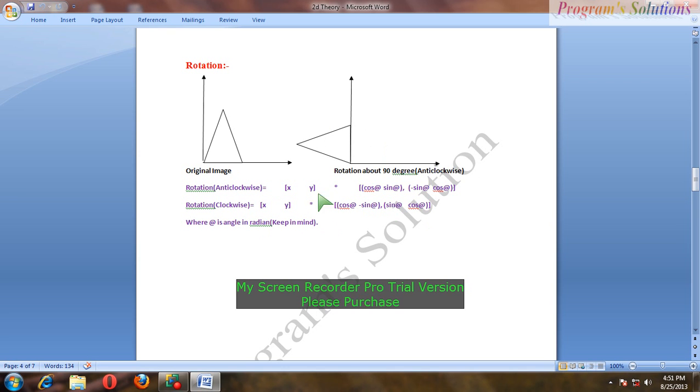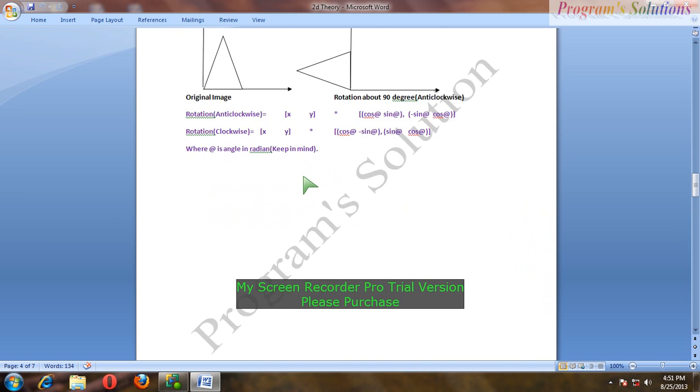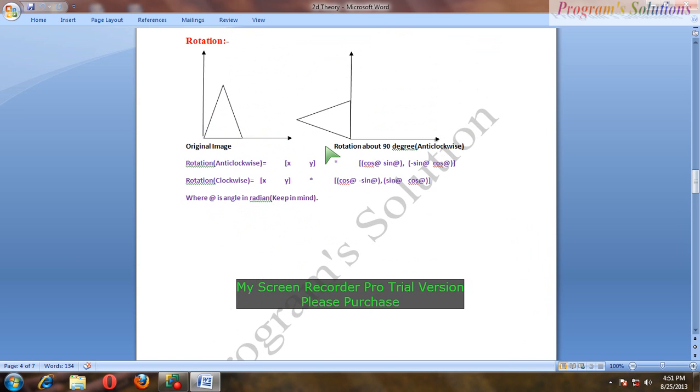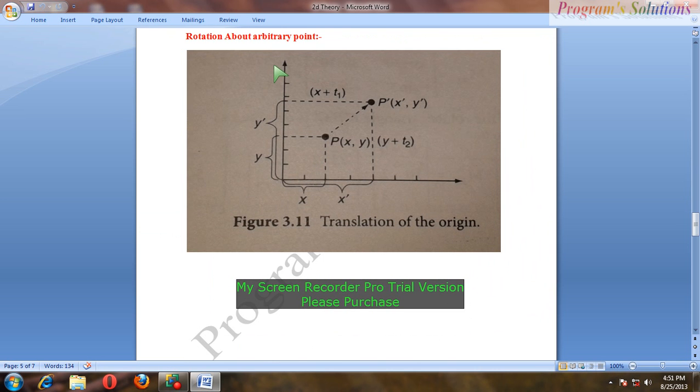The formula for that is shown here. Here x and y are the coordinates of the triangle, and this is the formula for that. Here theta represents the angle, which is in radians, which is the most important thing in the rotation operation. In this way we have seen the rotation operation about its origin.